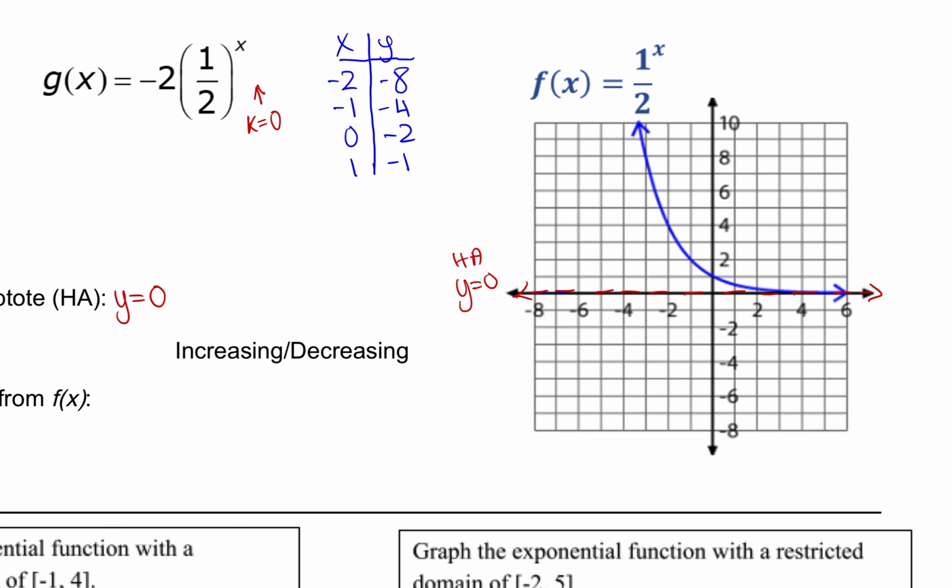And I'm going to plot my points of accuracy. -2, comma, -8 should be located right here. I have -1, comma, -4, which is right here. I have 0, comma, -2 right there. I have 1, comma, -1 right there. And based on the graph that I see on my calculator, I should have a rough sketch that looks something like this.